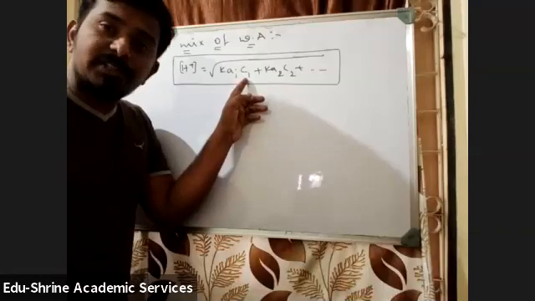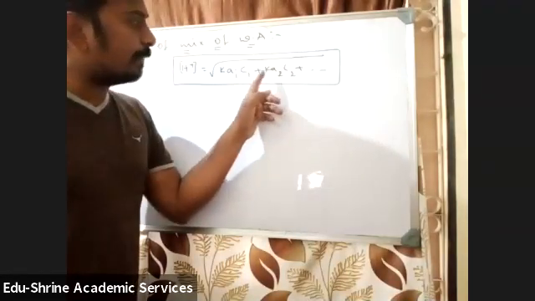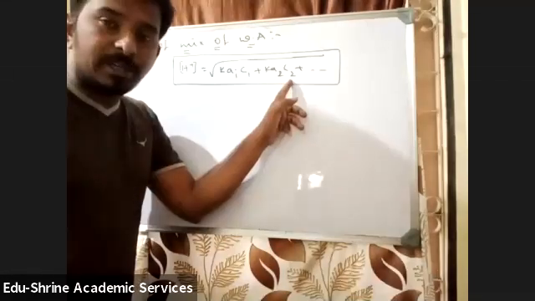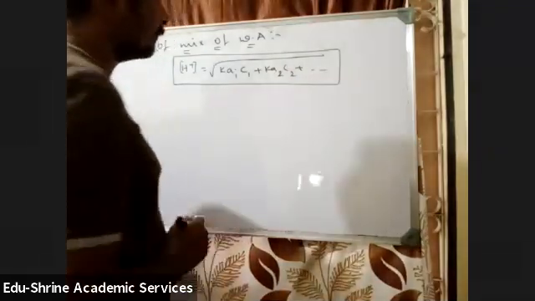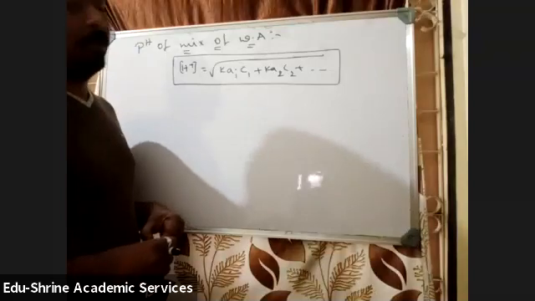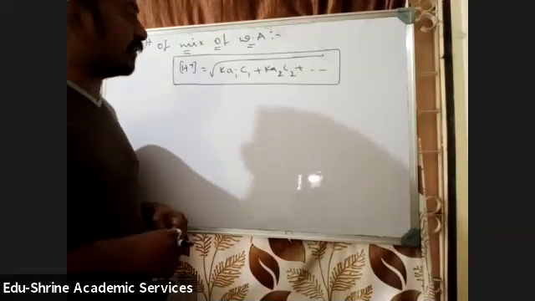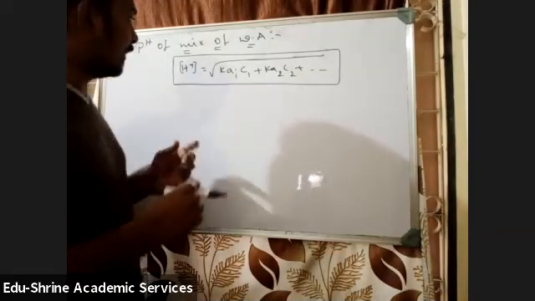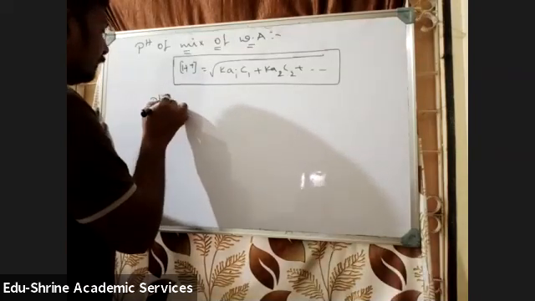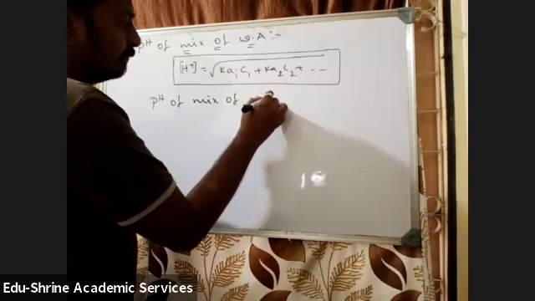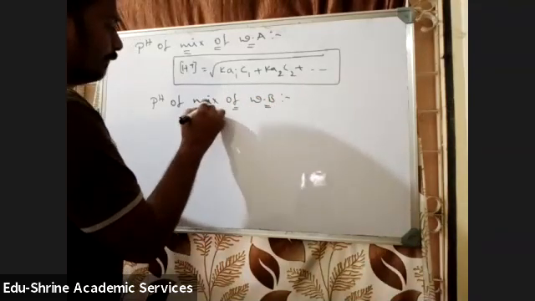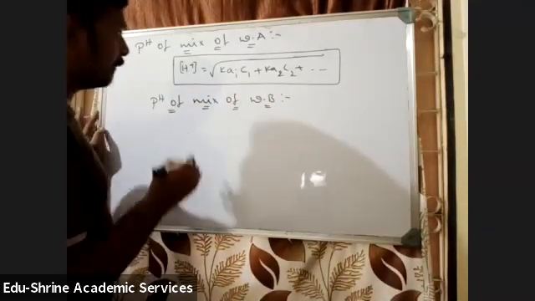Ka1 and C1 are the Ka value and concentration of one acid. Ka2 and C2 are the Ka value and concentration of another acid. So this is how you will calculate the pH of a mix of weak acids. In the same way, for weak bases also, the pH of a mix of weak bases.